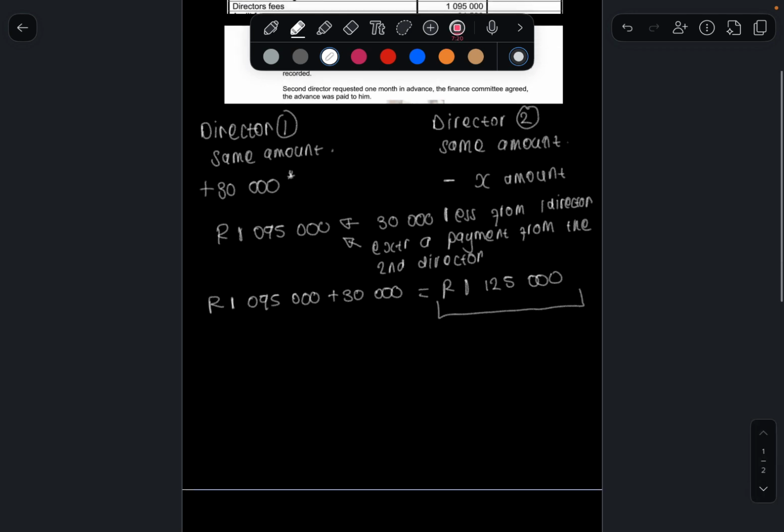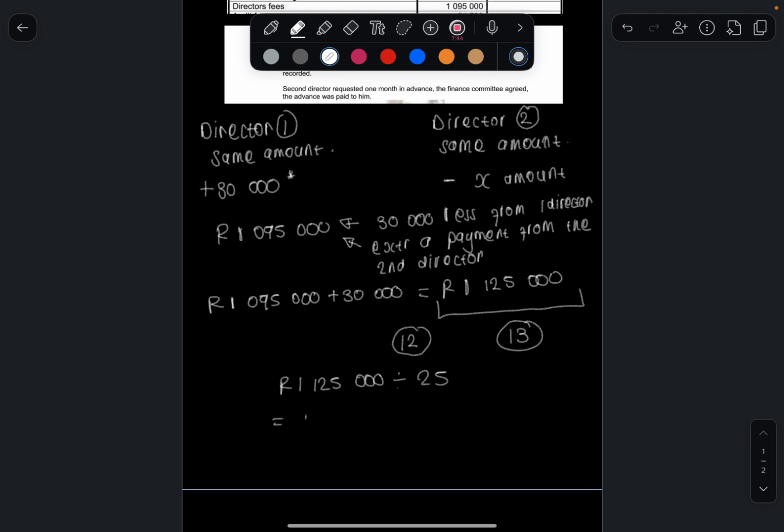1,125,000, right? This 1,125,000 is the 12 months for one director and the 13 months for the other director, because the other director was paid 1 month extra, right? So we're going to take this amount divided by 25, and then we're going to get each amount that is paid to them every month. And that amount is 45,000 rands. So this means that each and every director gets 45,000 rands per month, right?